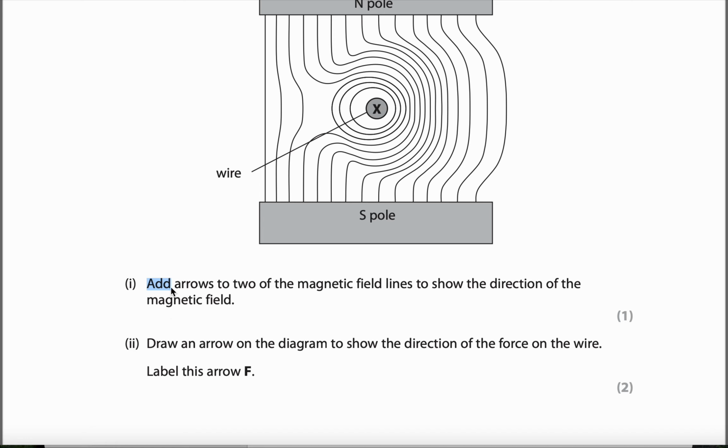So they want you to add arrows to the magnetic field lines to show the direction of the magnetic field. Well, first of all, you've got to remember that magnetic field lines go from north to south. So all of these are going from north to south, so you've got to show that. And you'll get a mark for showing that the field lines are north to south. And then draw an arrow on the diagram to show the direction of the force on the wire, and label this F. So this will be an arrow going to the left on the page. Okay?